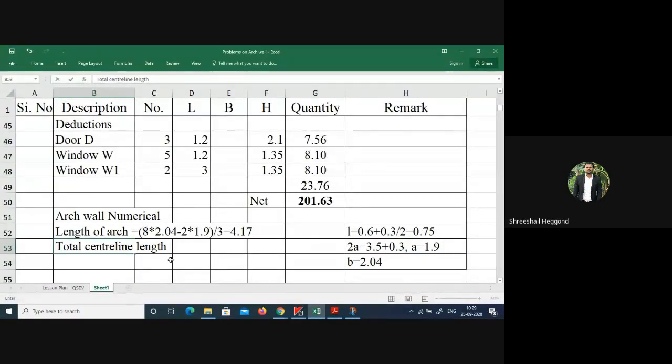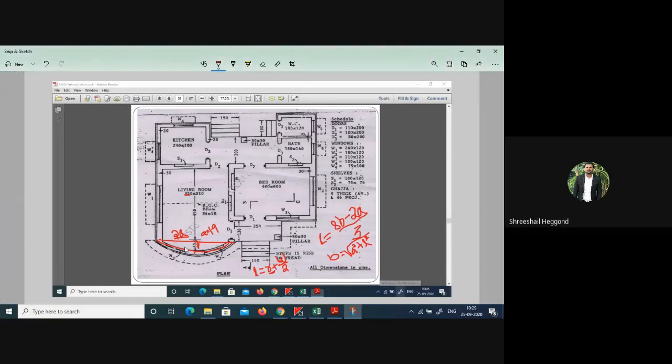Total center line length of 30 centimeter wall. We calculate only for 30 centimeter wall. That can be given as 4.17, the arc length, as it is, plus this wall is over. Next, this wall I can consider, that will be 4.5 internal length. This side is up to center only.